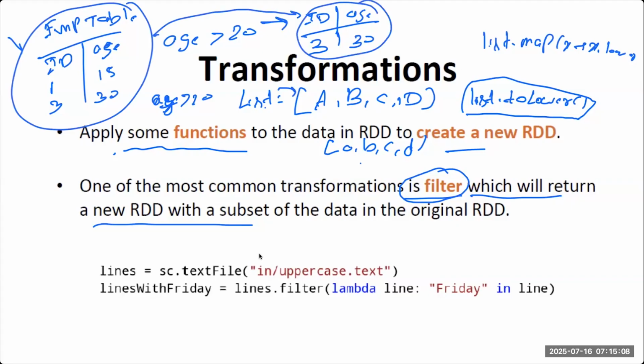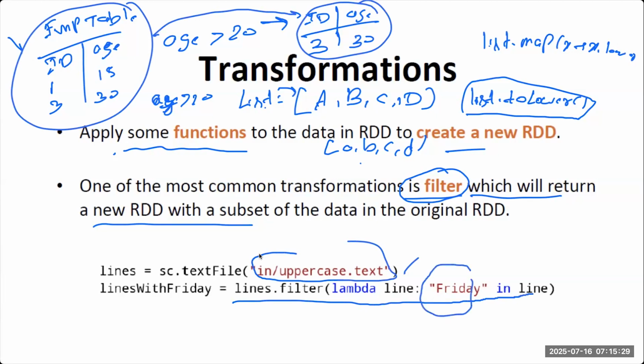As you are seeing here, we are reading the data. This is the path where your file is, and this is in a Python program. Then you are filtering it, finding Friday in the line, and it returns you some filtered output out of it.